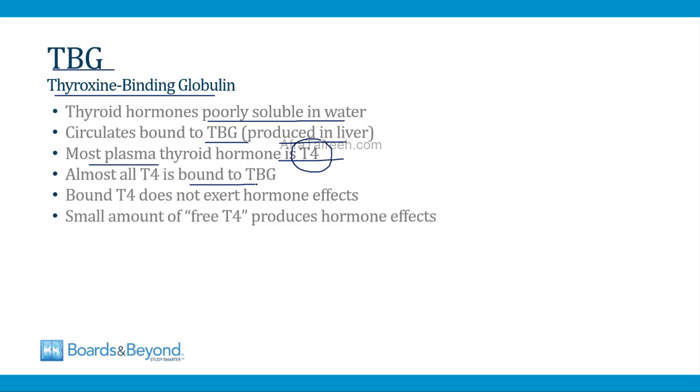The T4 that's bound to TBG does not exert hormone effects because it's bound to the carrier molecule. What does produce the hormone effects is a small amount of free T4, which is found in the plasma in equilibrium with the bound T4 that is bound to TBG.